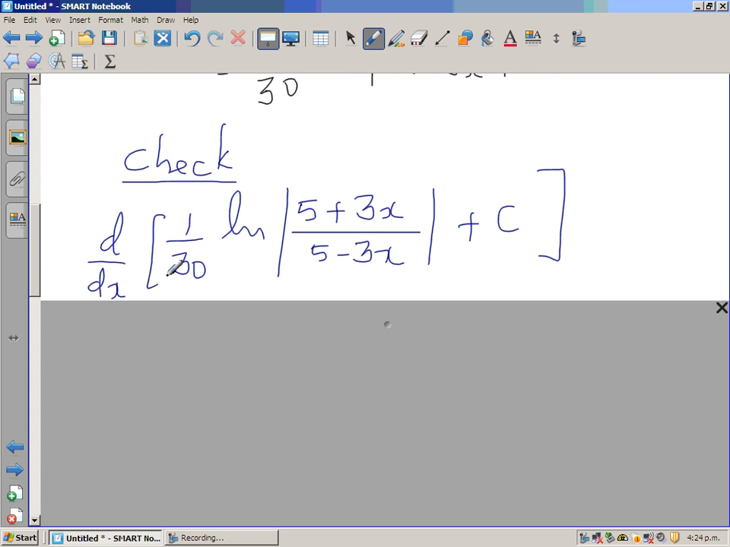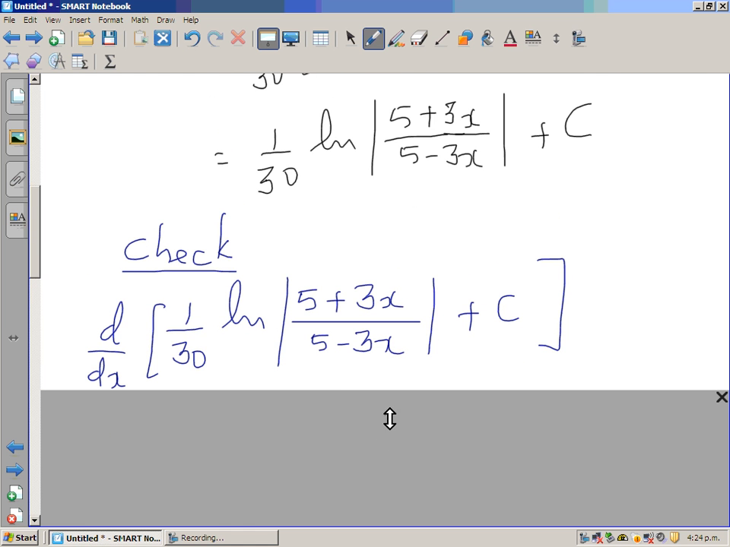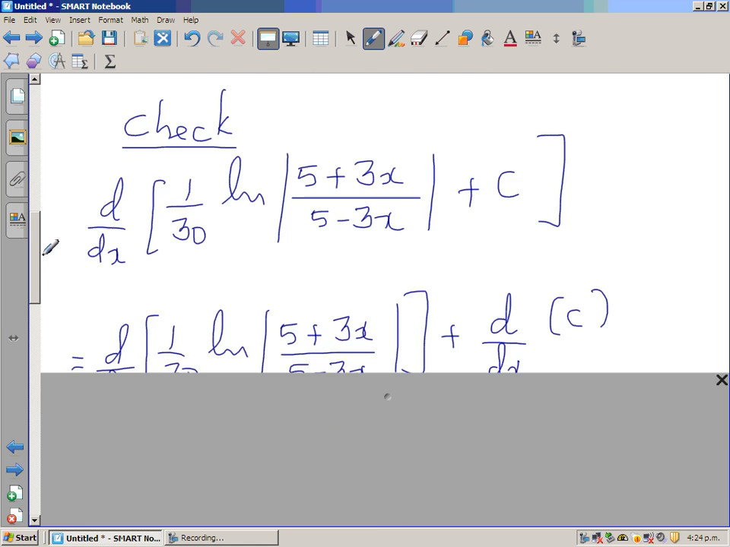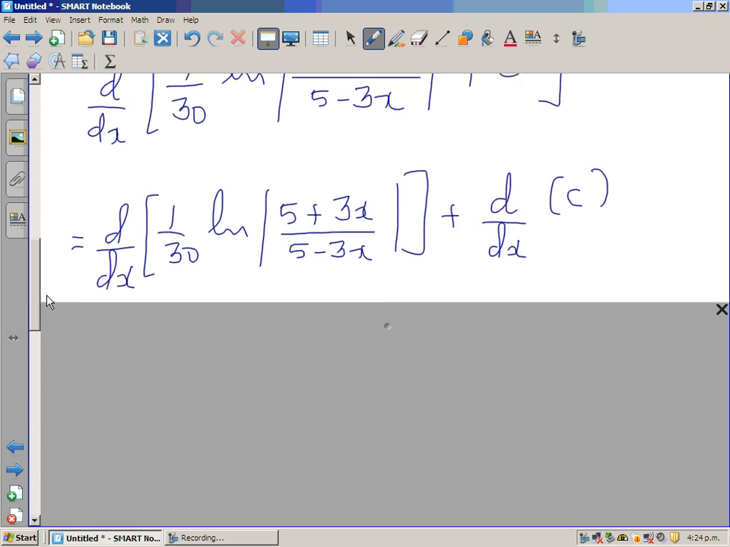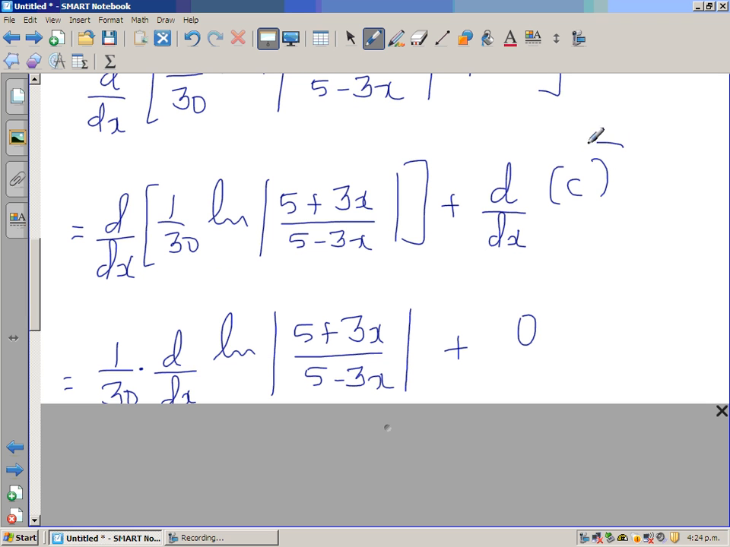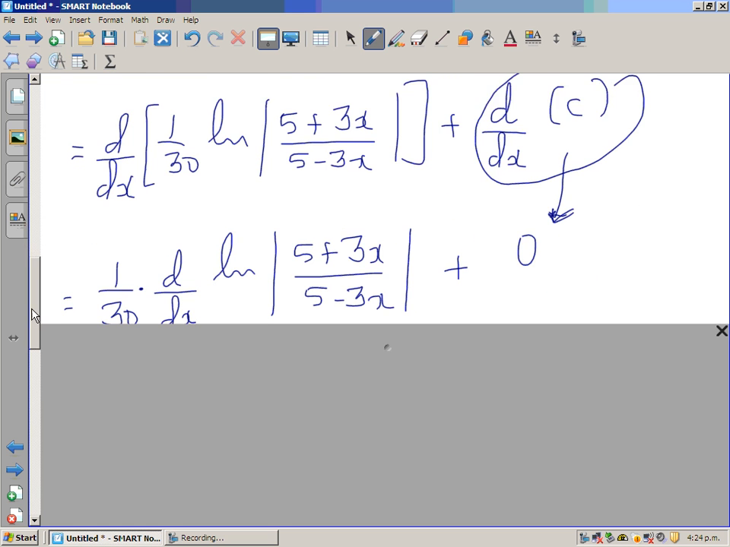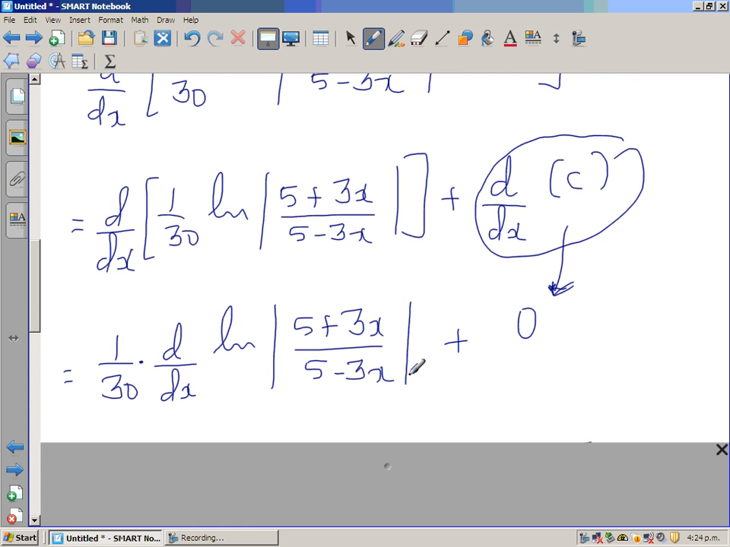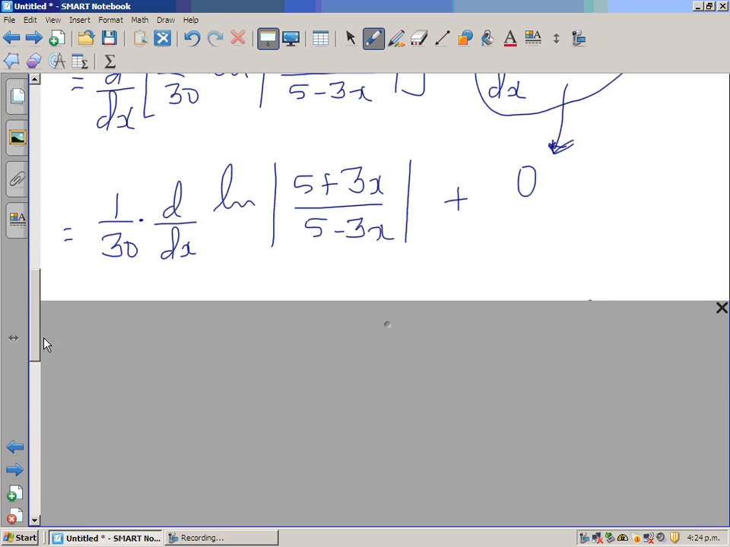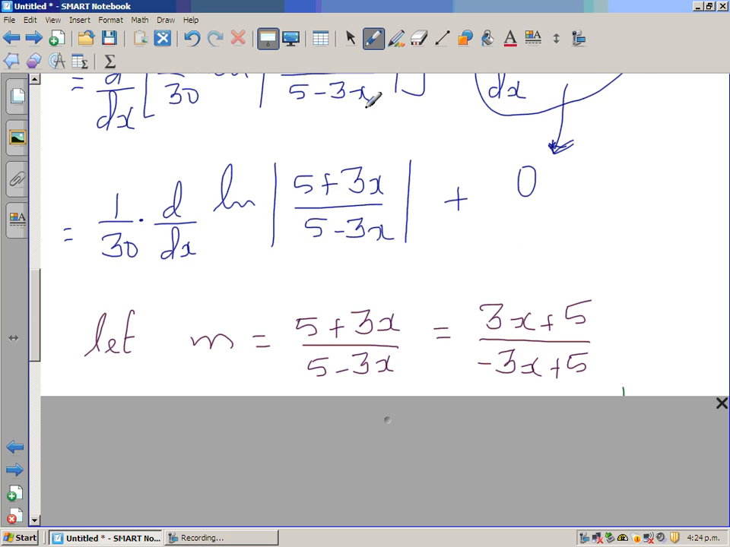So let's do that. Differentiating this answer, d by dx of this function, you can distribute the differentiation: d by dx of this function plus d by dx of the constant. The differentiation of the constant is 0, so that doesn't make any difference here. This ends up as d by dx of natural log of (5 plus 3x) over (5 minus 3x). Now, applying the chain rule, I'm letting this whole thing, (5 plus 3x) over (5 minus 3x), be m. That is nothing but (3x plus 5) over (minus 3x plus 5).